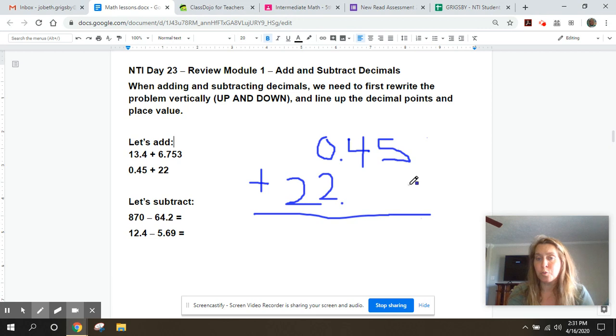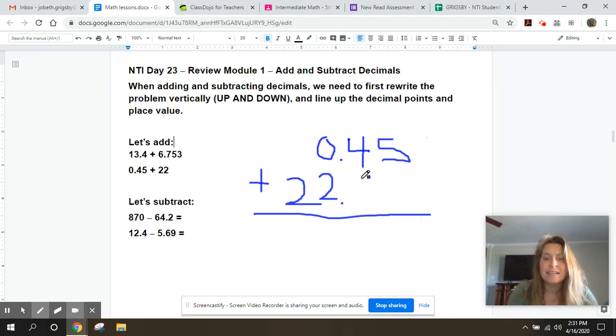So if you put your 22 under the 45, that is incorrect. It is incorrect because this 2 is in the ones place and this 5 is in the hundredths place. Remember, we have to line them up by place values. You cannot just put these numbers wherever you want. They have to be lined up by place value. So go ahead and pause the video, get yours corrected, or go ahead and add.